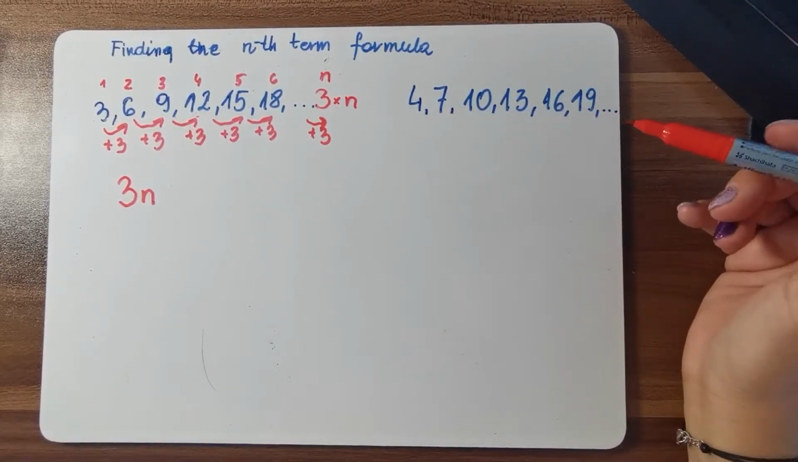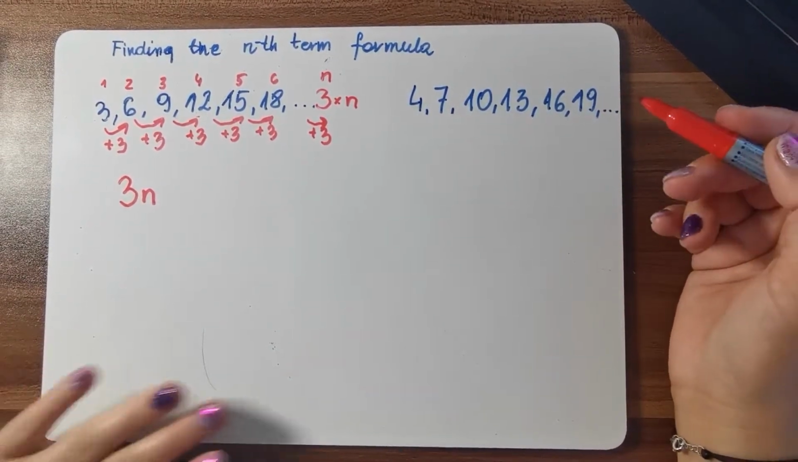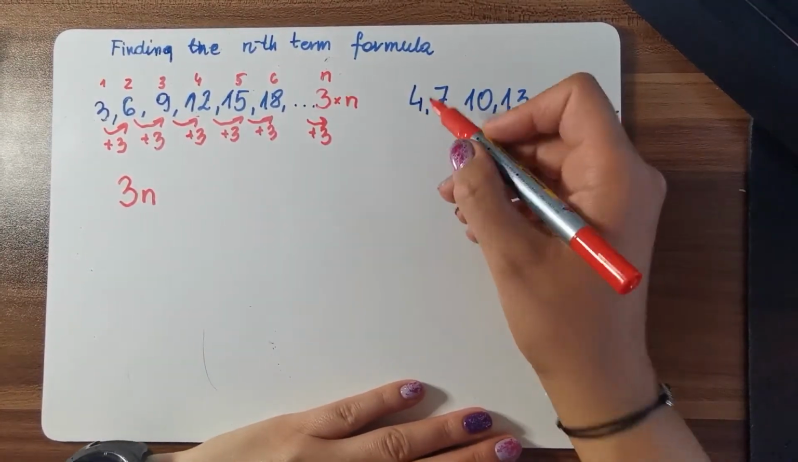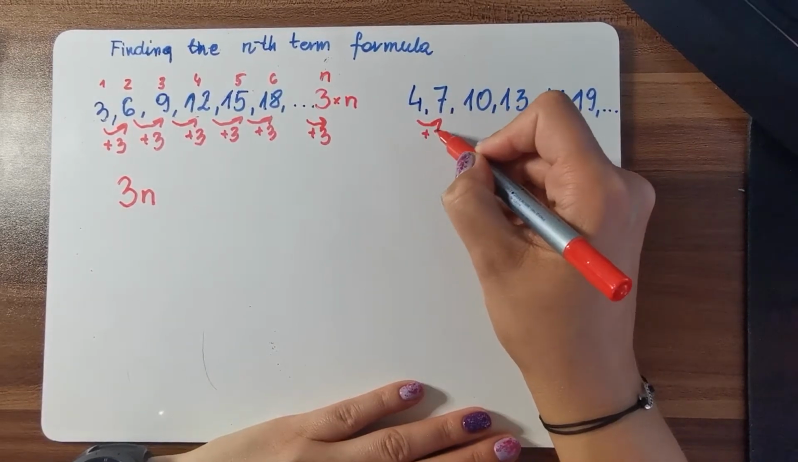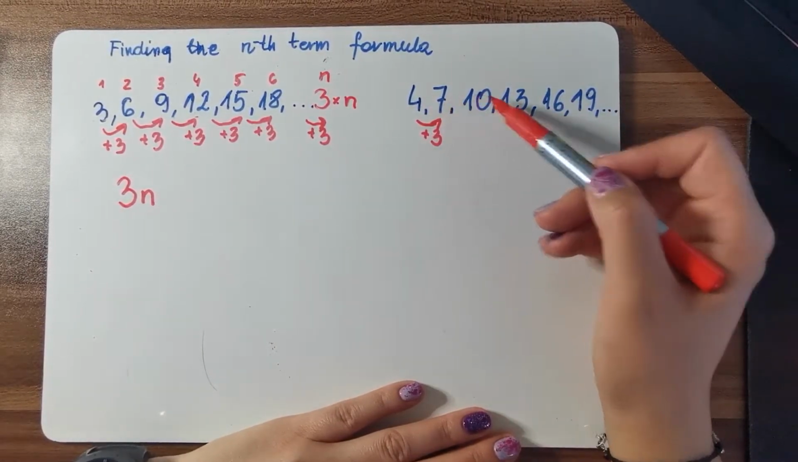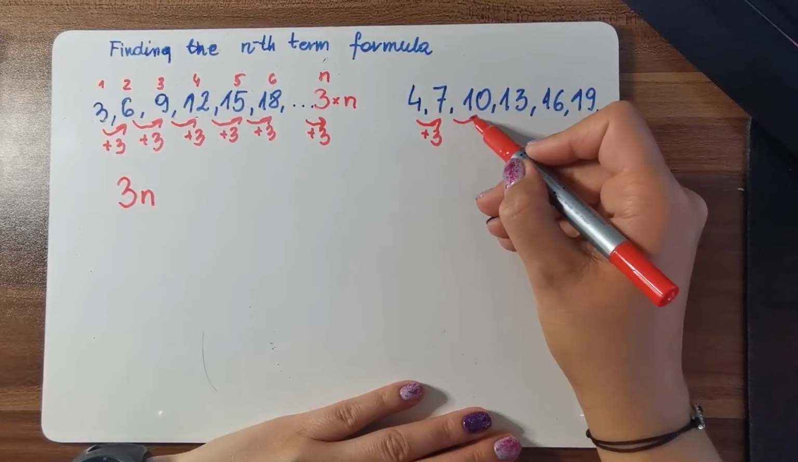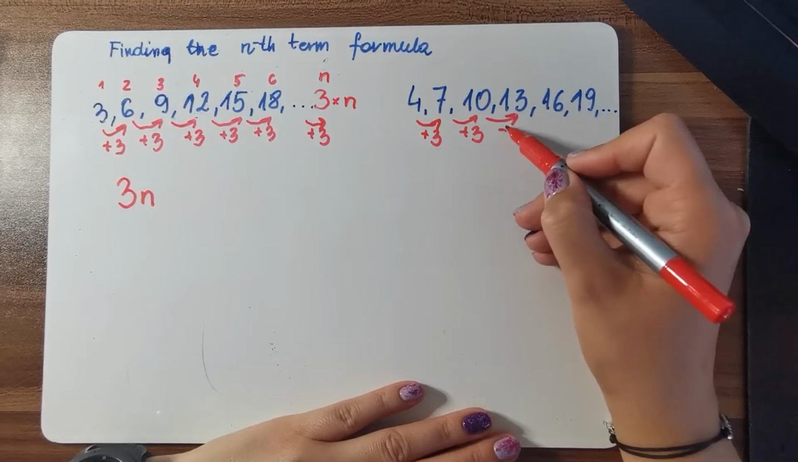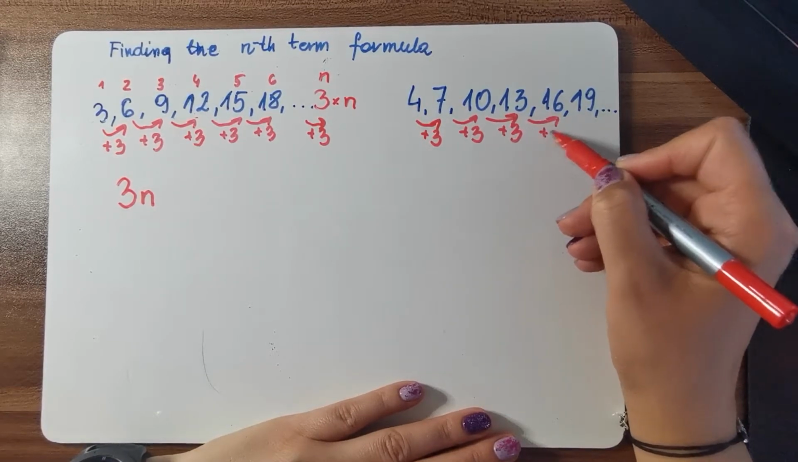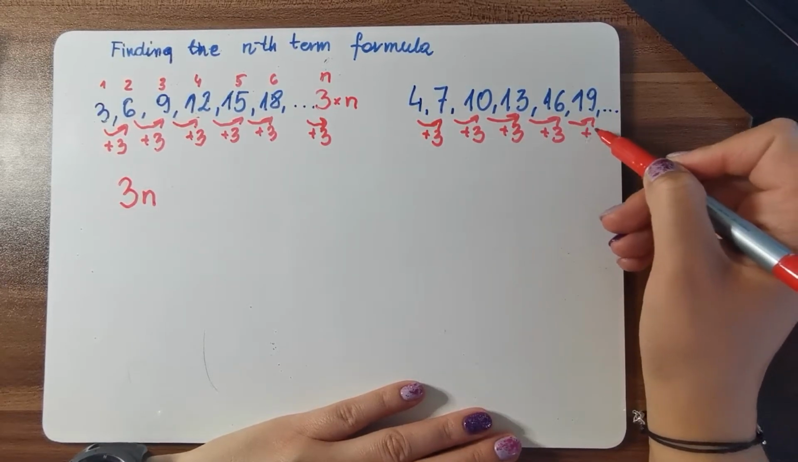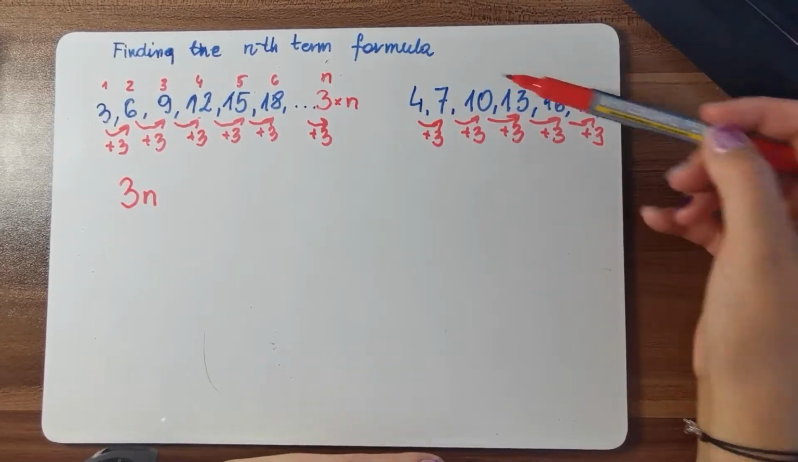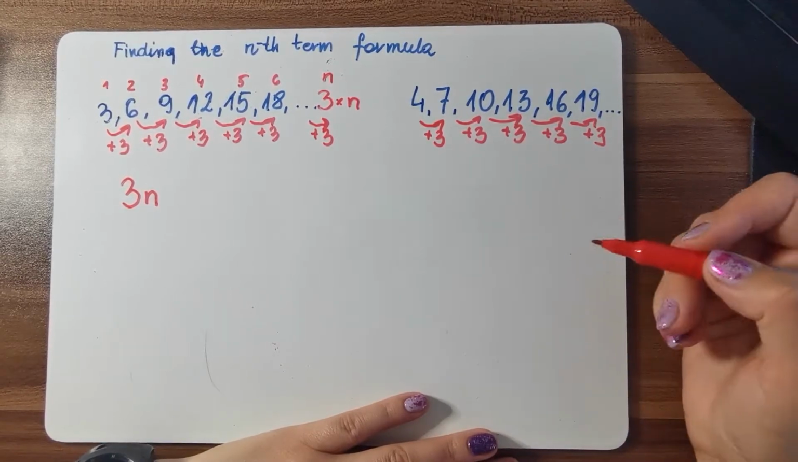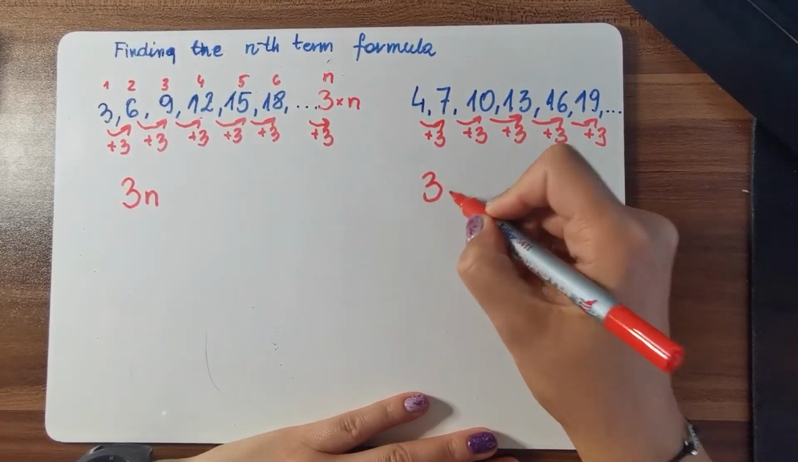In the second example we start exactly the same. We are trying to find the common difference. The difference between 4 and 7: I'm adding 3 to get 7. To get 10, I also need to add 3. To get 13, I also need to add 3, and so on. So again, we have the 3 times table. So the first part of our nth term formula will be 3n.